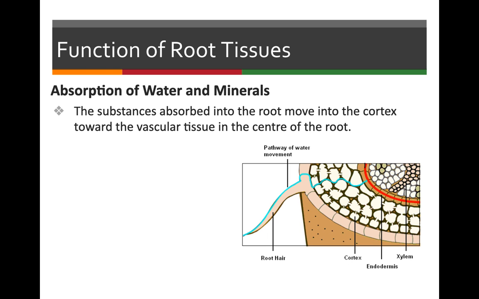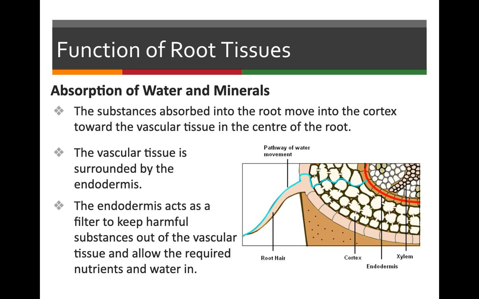When those substances are absorbed into the root, they're going to move into the cortex and head towards the vascular tissue in the center of the root. And they're going to come across the endodermis, right? The vascular tissue is surrounded by that endodermis, and its role is to act as a filter. It's going to only let required nutrients and water in. It's not going to let any harmful substances like toxins into the vascular tissue and then into the rest of the plant.